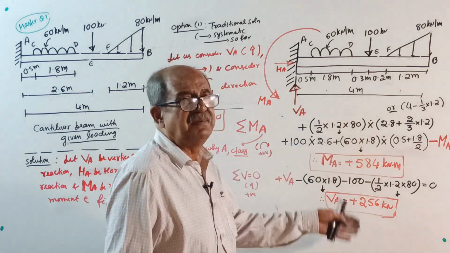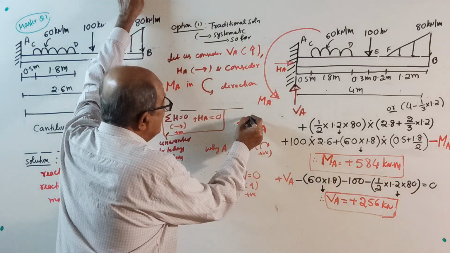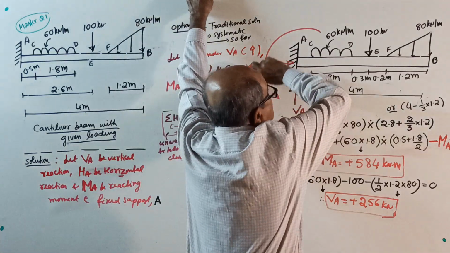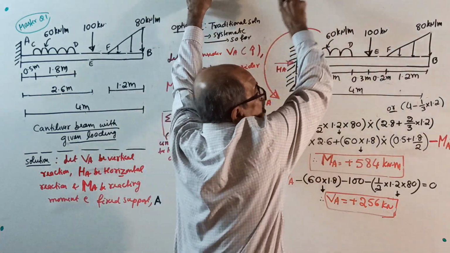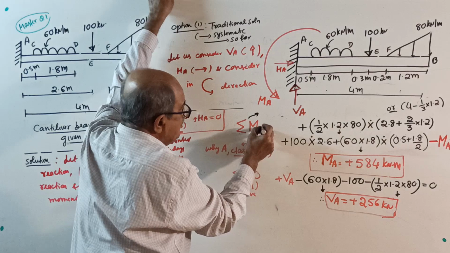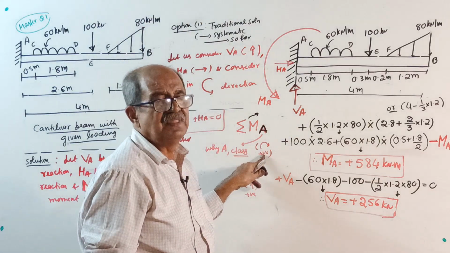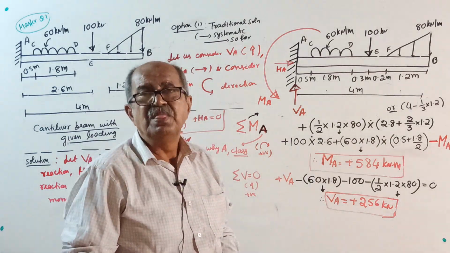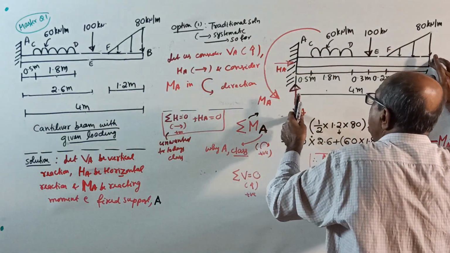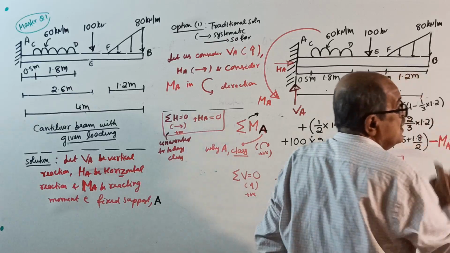Here, I will maintain the same tradition. Take moment about A. Those who want, write here: algebraic sum of moments of the entire given force system about any point O, but we are taking moment about A. We take clockwise positive. Why A? I will tell you now. If you take moment about B, MA and VA both will come, MA and VA into 4, and you won't get the answer.